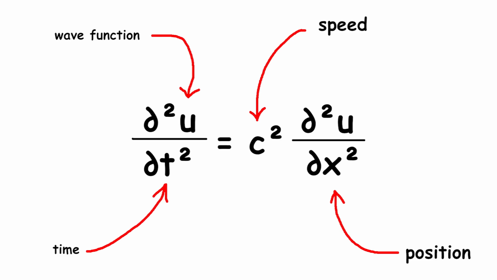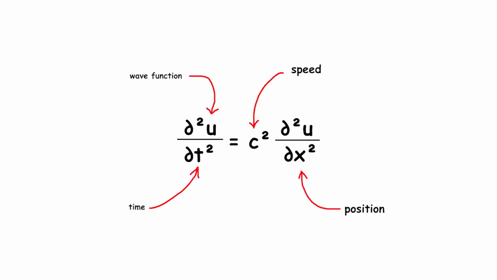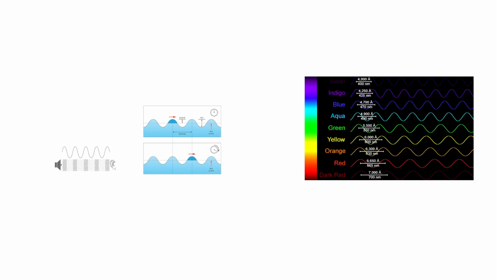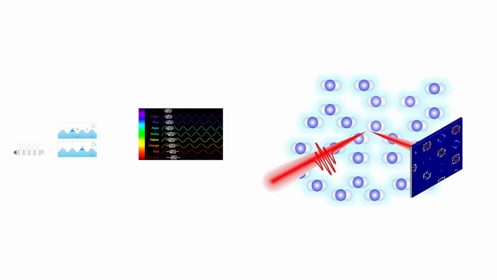moment. The wave equation applies to many different types of waves: sound waves, water waves, light waves, and even vibrations in solids. Solving the wave equation helps us understand and predict the behavior of these waves. It was one of the first differential equations ever studied, and the techniques developed to solve it paved the way for understanding other differential equations as well.